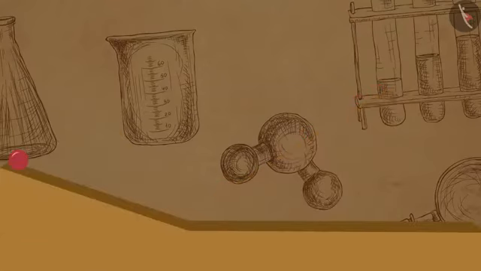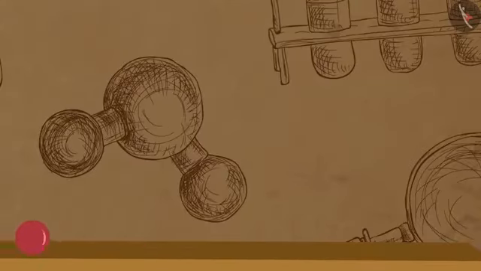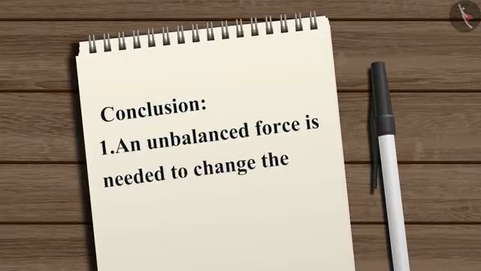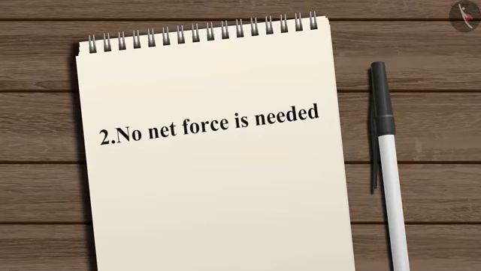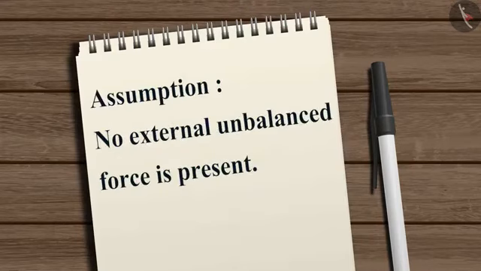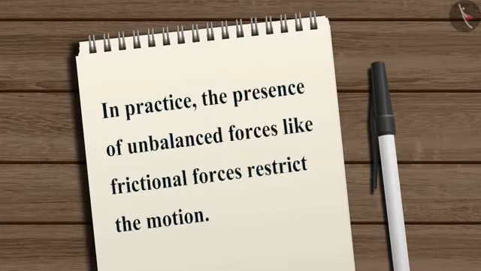If the slope is ultimately reduced to zero, then the marble will move forever to reach the height from where it was released. In this case, the unbalanced force working on the marble is zero. Hence, we can say an unbalanced force is needed to change the motion of the marble, but no net force is needed to sustain the uniform motion of the marble. Here, we have assumed that no external unbalanced force is present. However, in practice, the presence of unbalanced forces like frictional forces restricts the motion of the marble.